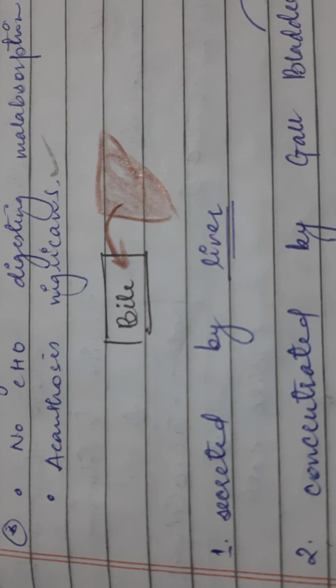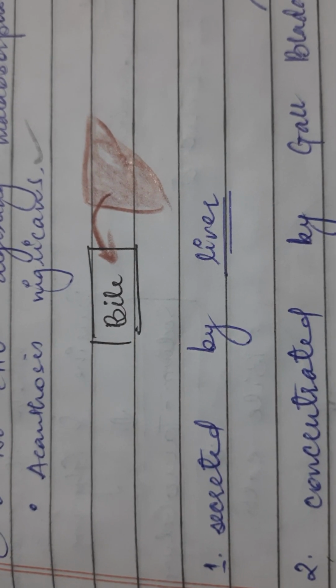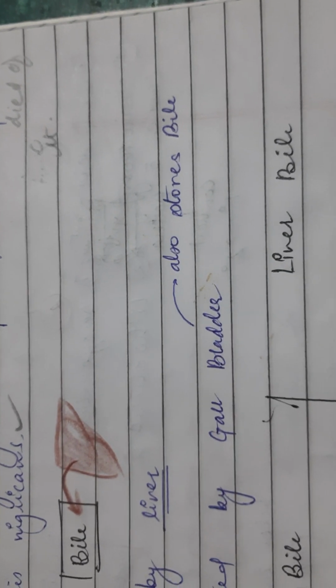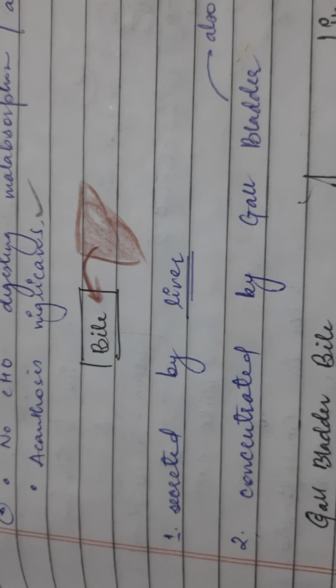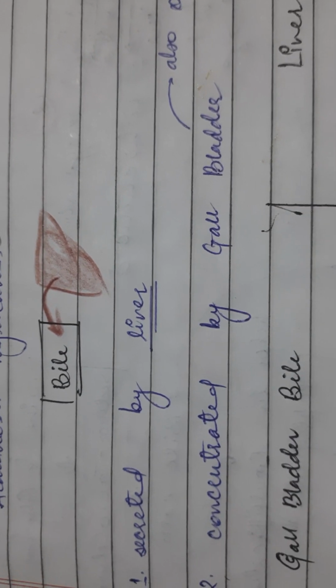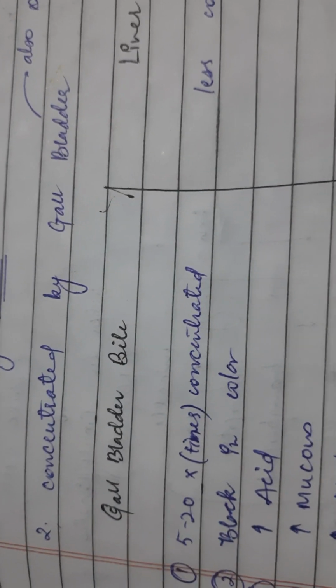Okay, then bile, which is secreted by the liver, concentrated by the gallbladder. The gallbladder also stores bile. Bile is secreted by the liver, concentrated by the gallbladder, and stored. Then gallbladder bile and liver bile.